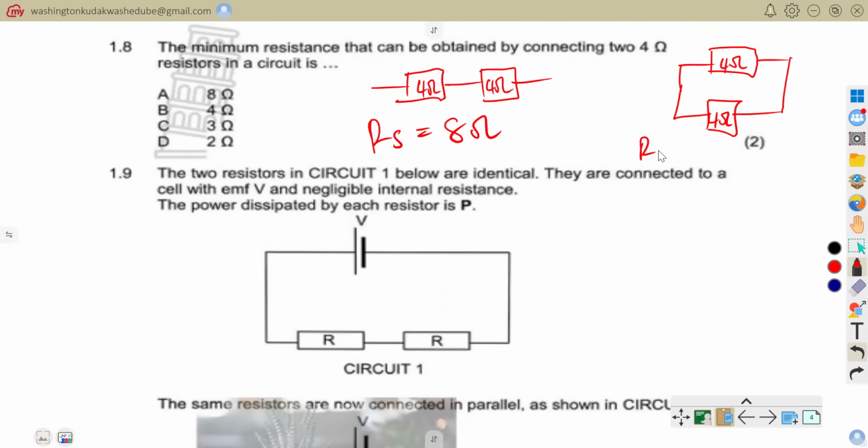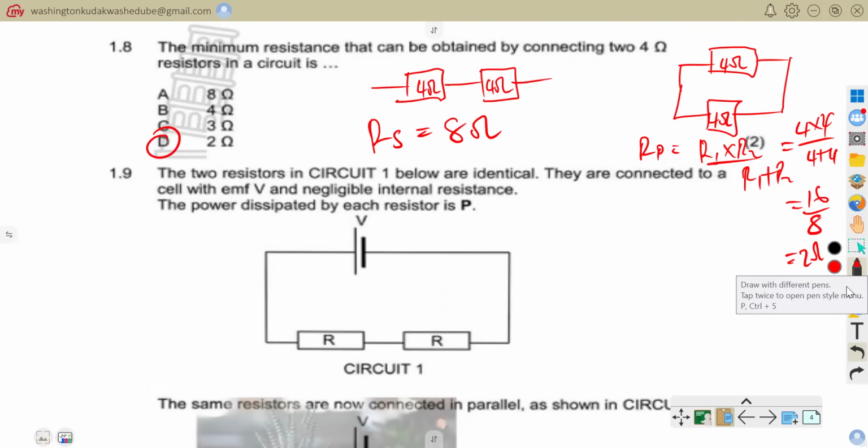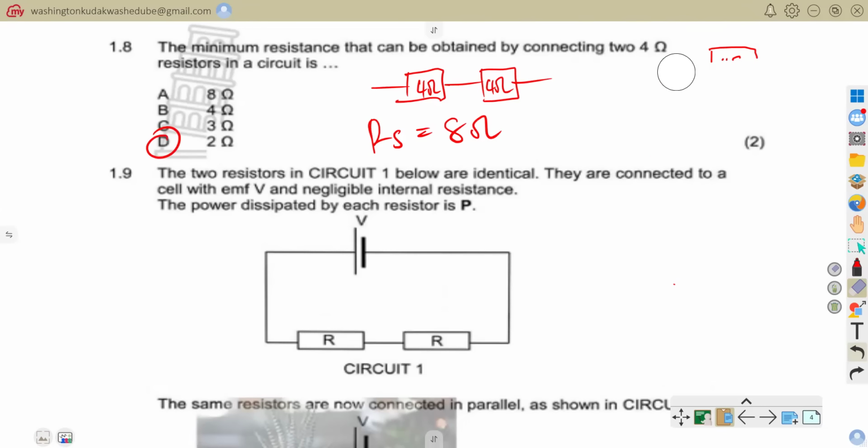And then for resistors in parallel, if we have two resistors, we know that resistors in parallel is equal to product over sum: R1 times R2 all over R1 plus R2. So that would be 4 times 4 divided by 4 plus 4. That would give you 16 over 8, which is equal to 2. So you can see that the minimum between these two is going to be 2 ohm. So our answer there was D. Now let's go to question number 1.9.